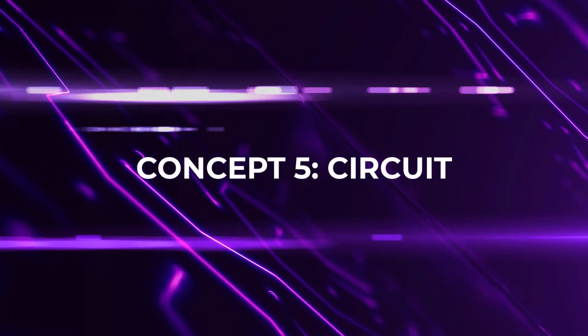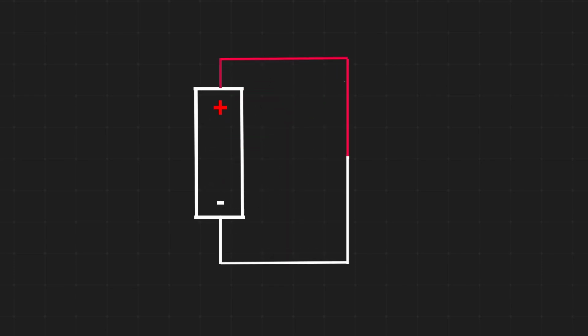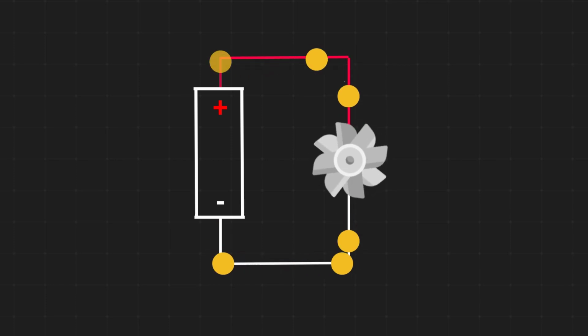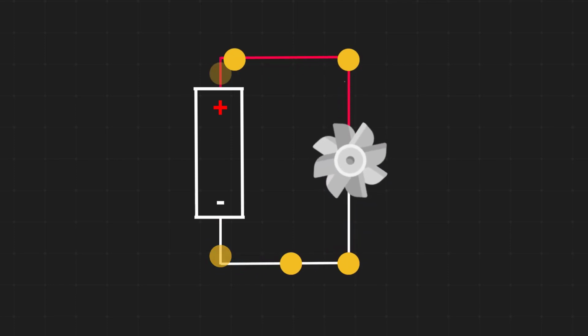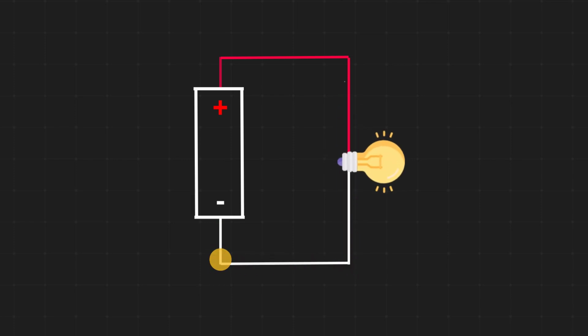Concept number 5, circuit. Electrons themselves can't do any work. Think about a battery, which isn't useful when it hasn't been connected to anything. A circuit is a closed path for the current, so it connects, for example, the positive pole of a battery with the negative one. The path can have different components across it, where the electrons will be doing the work. A circuit is what gives purpose to electricity.